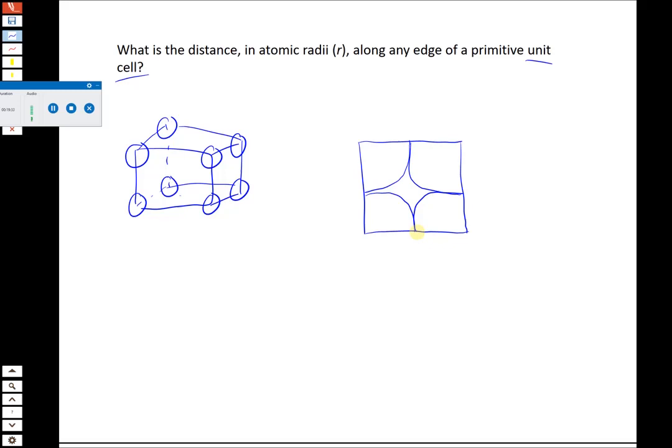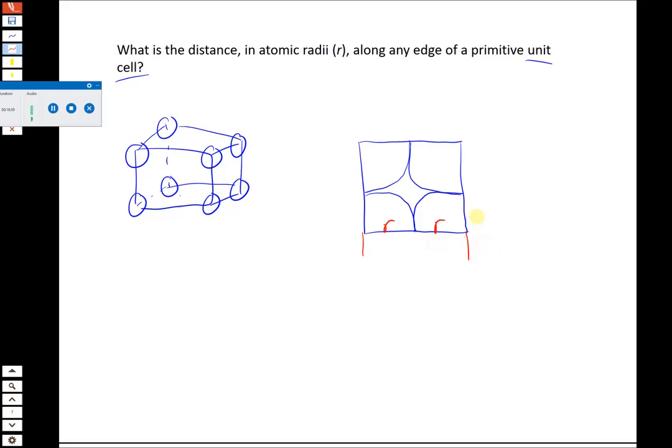Alright, so this is one face of the unit cell, and as we go across one side length here, so from, let's draw this in different colors so you can see it better. So as we go from here to here, we're going to have one atomic radius plus a second atomic radius to get along one edge from one corner to the other.